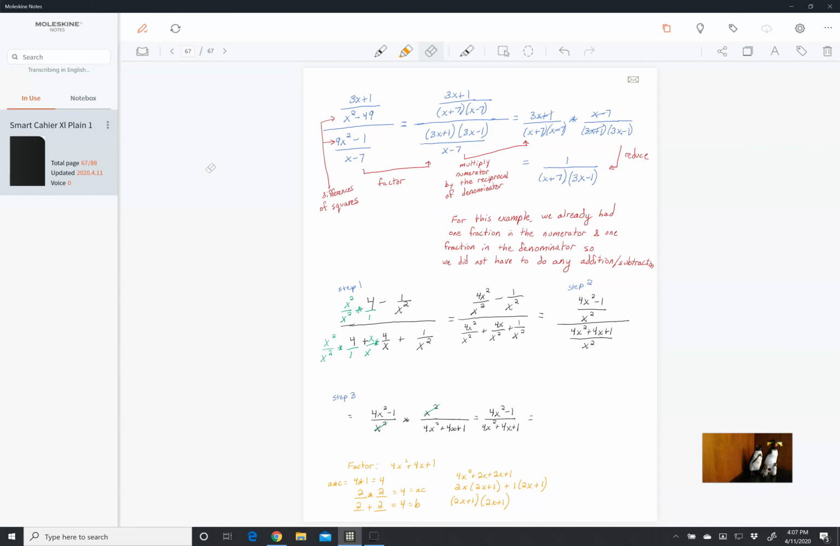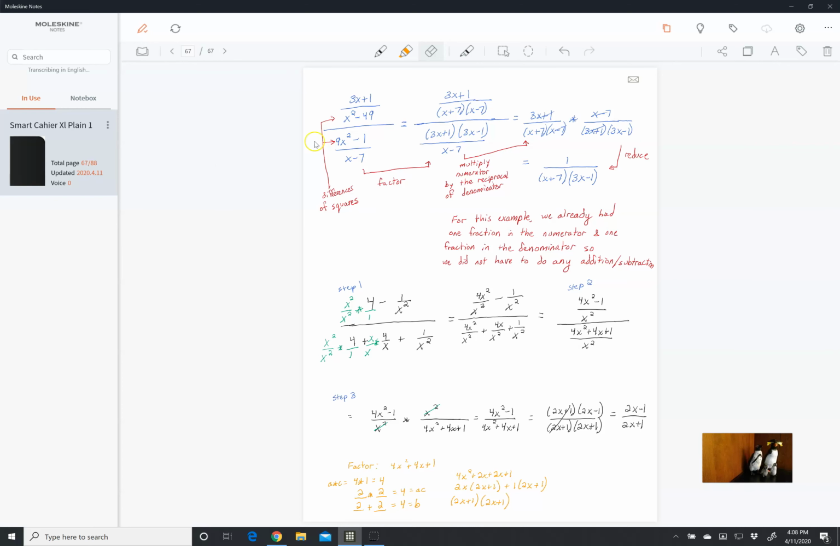But now we can factor. Factoring is part of reducing, right? Our last step is to reduce. So to reduce this, we can factor. The top is a difference of squares. We have 2x plus 1 times 2x minus 1. And then the bottom, we already factored to 2x plus 1 times 2x plus 1. And what happens is one of these 2x plus 1s cancels, which means we're left with 2x minus 1 over 2x plus 1.